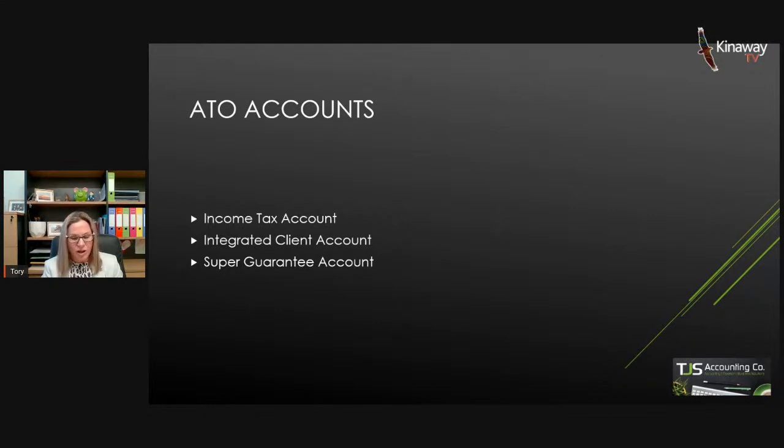The integrated client account is where you will see a running balance of your business activity statement. That incorporates GST, PAYG withholding from employee wages, and PAYG instalments. And there could be a super guarantee account. If you haven't paid your employees' superannuation on time, you have an obligation to lodge a super guarantee charge, and then there will be a running balance, so you're paying down any outstanding superannuation.